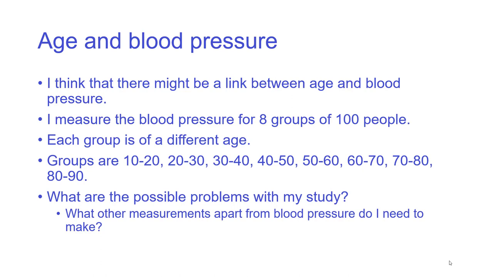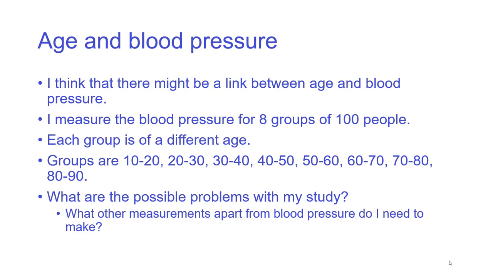Imagine I want to show there's a link between age and blood pressure, because I think that might be true. So I've measured the blood pressure for 8 different groups of 100 people. Each group is a different age, so I've got those between 10 and 20, 20 and 30, 30 and 40, 40 and 50, 50 and 60, 60 and 70, 70 and 80, 80 and 90. What are the possible problems with my study?